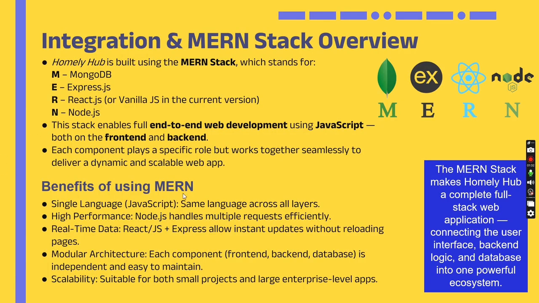Benefits of using MERN in our project are: single language, as I have said, JavaScript; high performance, Node.js handles multiple requests efficiently; real-time data, React.js plus Express allow instant updates without reloading the pages; scalability and modular architecture. So the MERN stack makes Homely Hub a complete full stack web application, connecting the user interface, backend logic, and database into one powerful ecosystem.